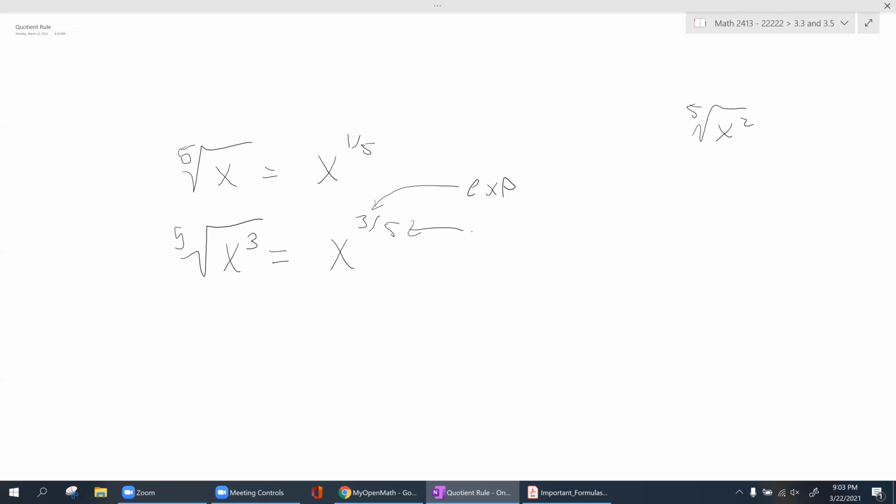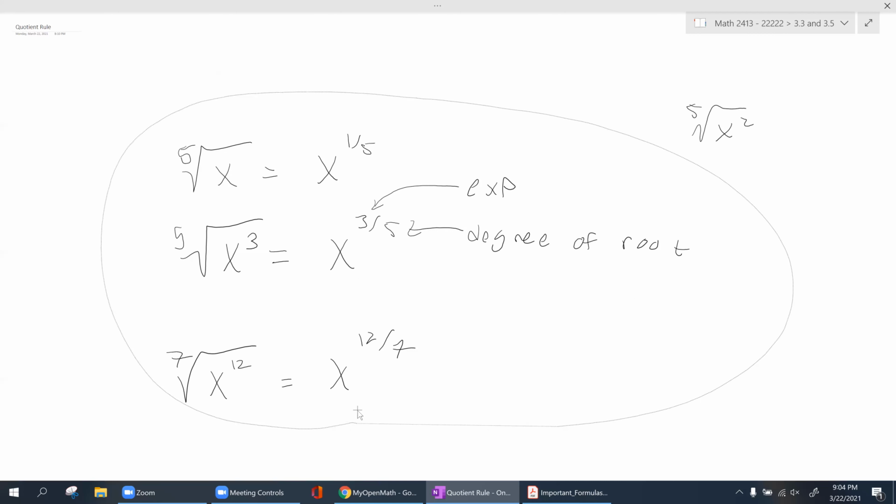But this one here is the degree of the root, right? So in other words, if you had the 7th root of x to the 12, right? This is x to the 12 over 7, right? And so forth. So just remember that, right? It's going to come in very handy.